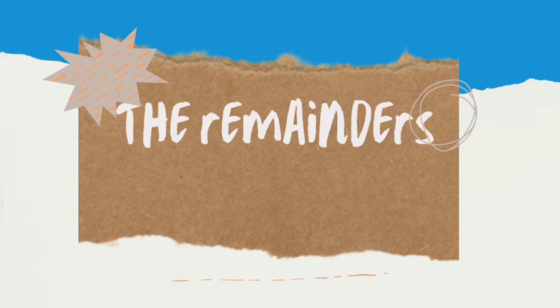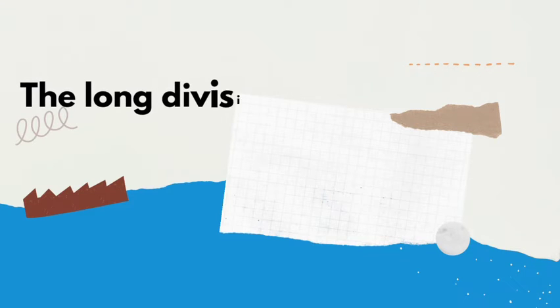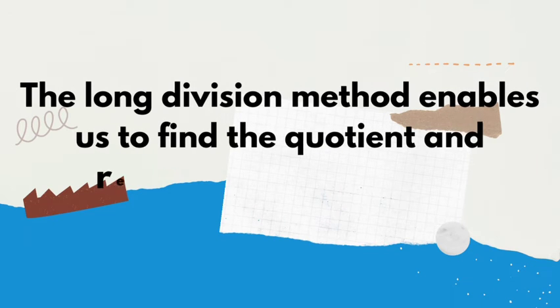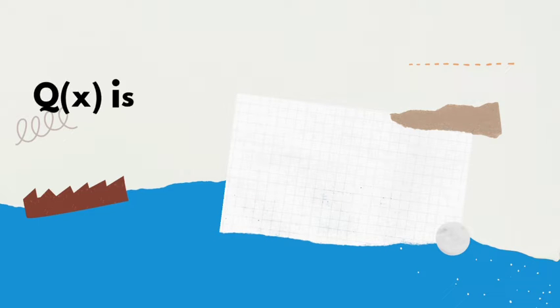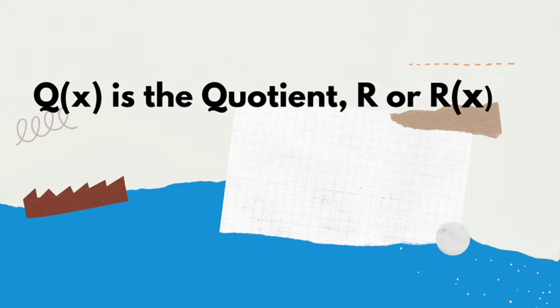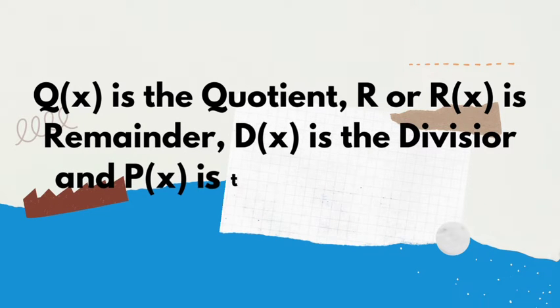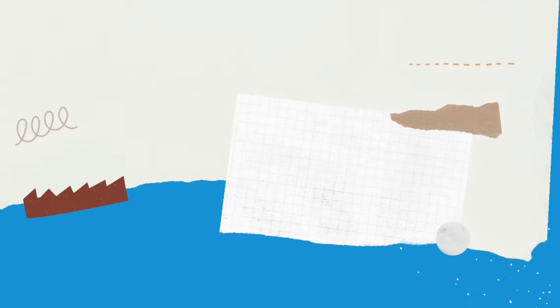The remainders theorem. The long division method enables us to find the quotient and remainder of any given polynomial. Q of x is the quotient, r of x is the remainder, d of x is the divisor, and p of x is the polynomial or dividend.